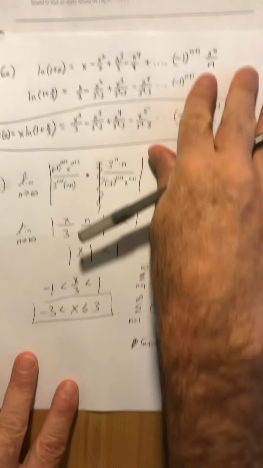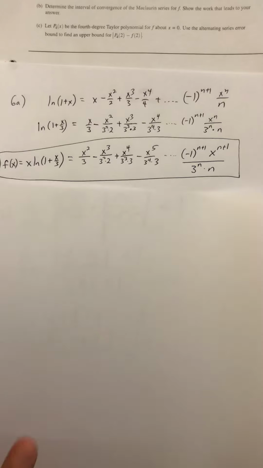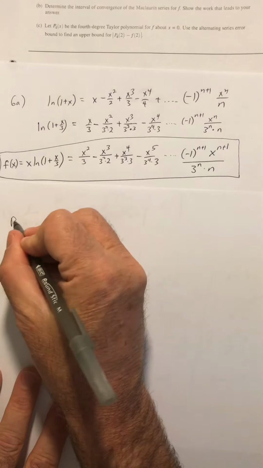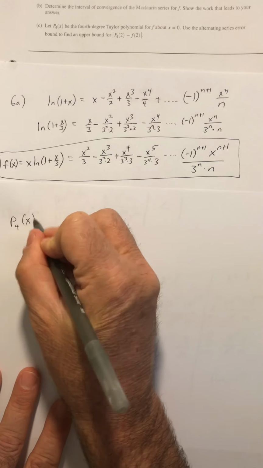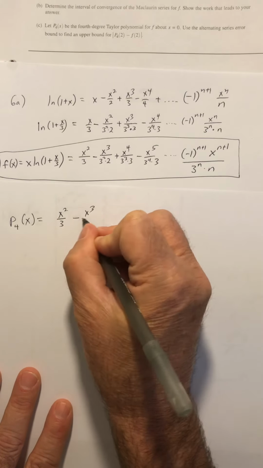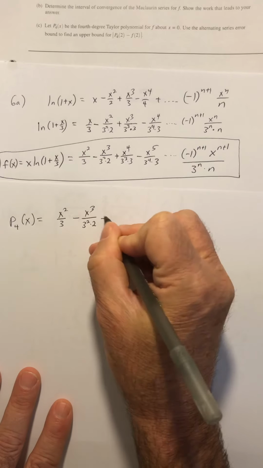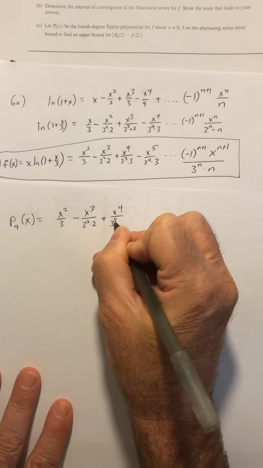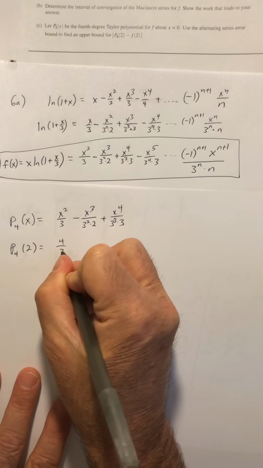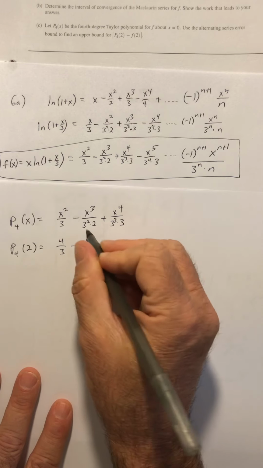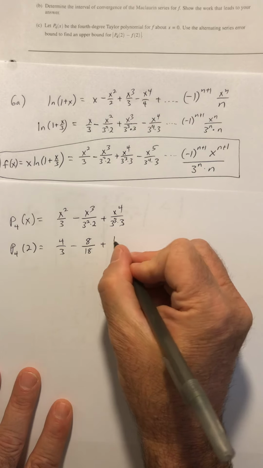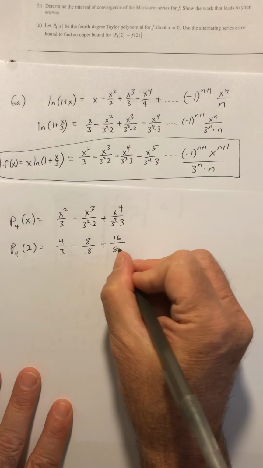All right, for part C, I'm going to use the same series that I figured out in part A. The 4th degree polynomial for the function f is simply going to be everything in the series up until the 4th term, and so that would be what that looks like. And if I want to evaluate that at 2, I'm going to get 4/3 minus 8 over 18, and then plus 16 over 81.